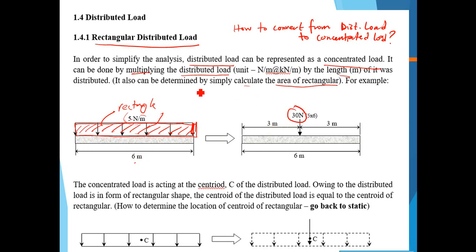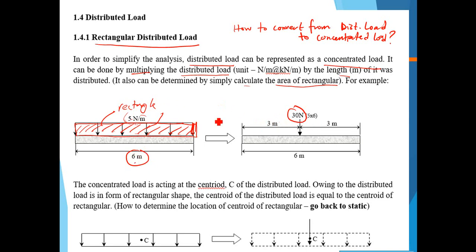Or you can understand it from here: this is 5 Newton per meter, so every meter has 5 Newton. If you have 6 meter, 5 times 6 gives 30.